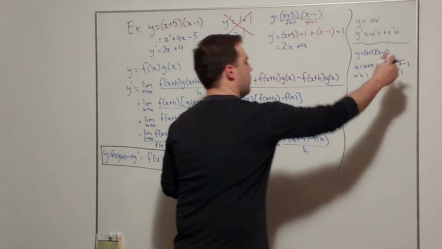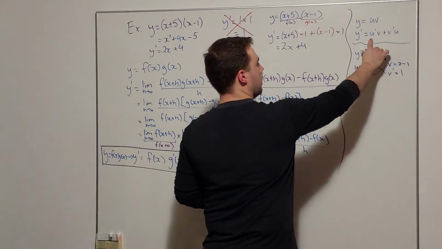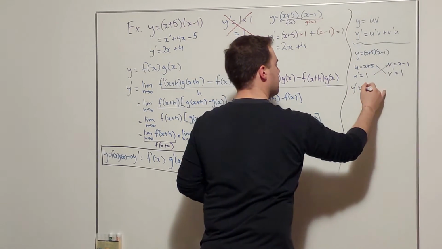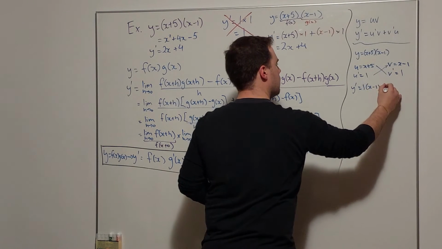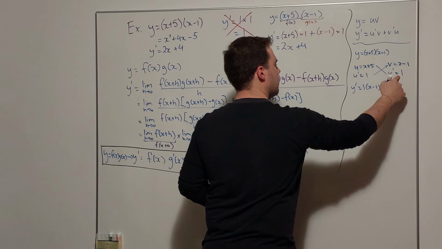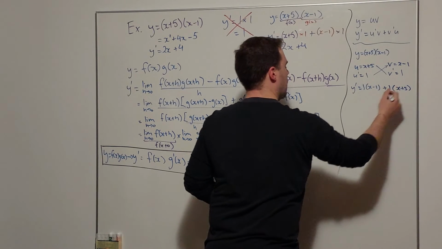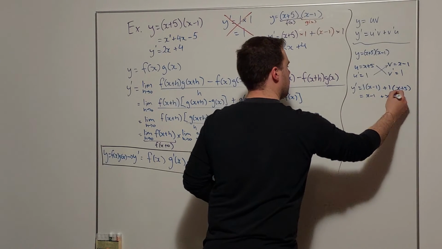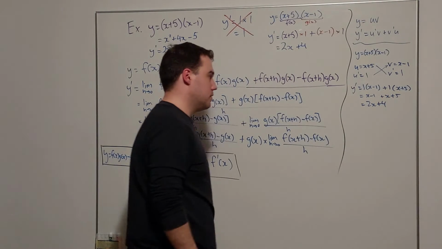So once I've done that, I'll write down, okay, we've got it written up here, y dash equals u dash v plus v dash u. So I'm going to do 1 times x minus 1 plus 1 times x plus 5. And then, of course, expand them out, collect like terms. Voila, same thing again.